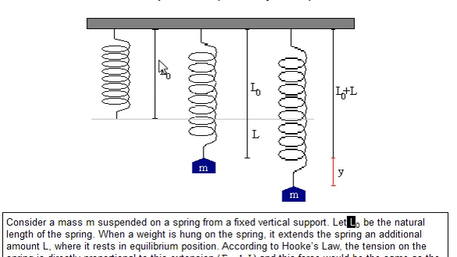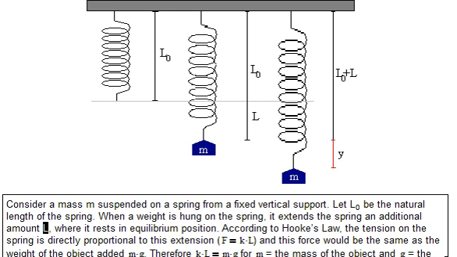Let L sub 0, this length, be the natural length of the spring. When a weight is hung on the spring, it extends the spring an additional amount L. See? L0 here, L here, where it rests in equilibrium position.